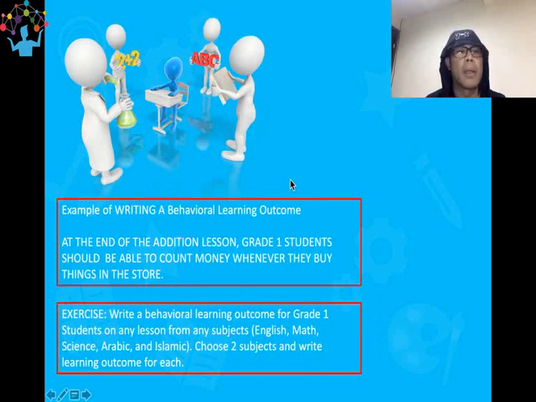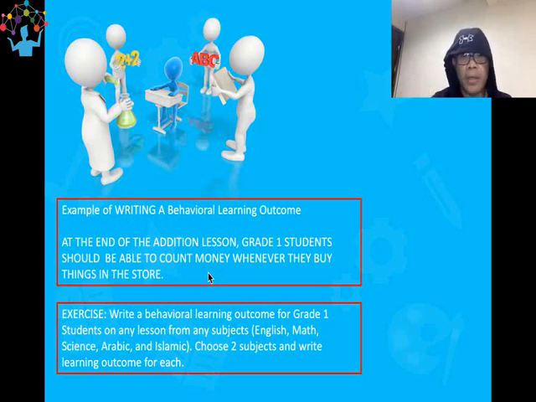All right. Let us have some example here. Regardless of the subjects that you're going to teach, science, math, English, Arabic, Islamic, this is an example of a behavioral learning outcome. At the end of the addition lesson, grade 1 students should be able to count money whenever they buy things in the stores. It's very clear. The student should be able to make use of the addition processes whenever they buy something, for example, in the store.